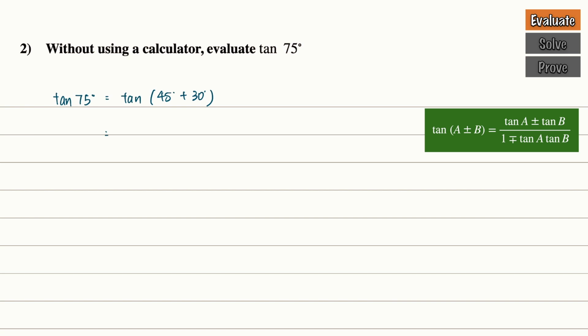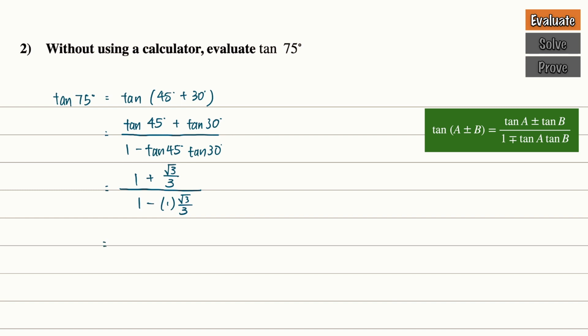Making use of your tangent addition formula, we have tangent 45 plus tangent 30 over 1 minus tangent 45 tangent 30. Now tangent 45 is 1, tangent 30 is square root 3 over 3, and we're going to divide it by 1 minus 1 multiplied by square root 3 over 3. Now it is at this point that we need to simplify this fraction. So what we can do is to put 3 plus square root 3 over 3 divided by 3 minus square root 3 over 3. I have simplified the denominator and placed it over here.